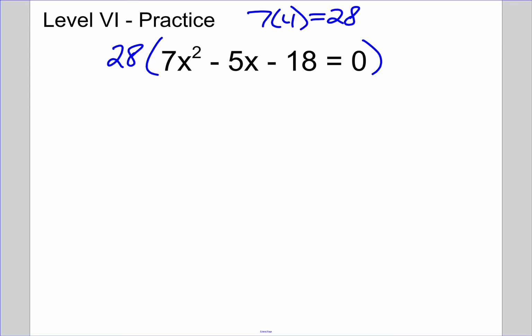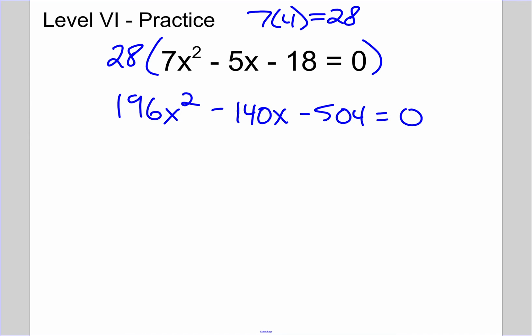Right? So we've got 28 times 7, 196x squared. 28 times negative 5 is negative 140x. And 28 times 18, okay, we have negative 504. I know I'm being sloppy about my negatives here. So again, we're looking at this problem like, okay, I'm not sure, right?